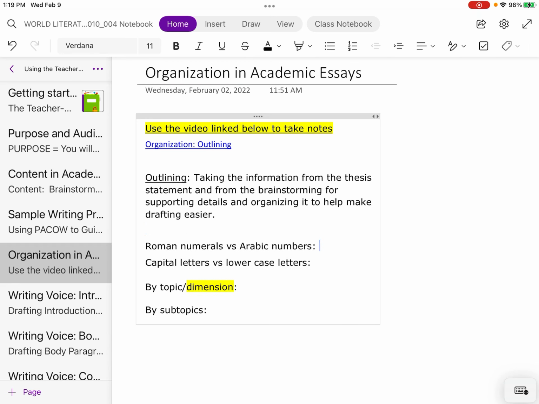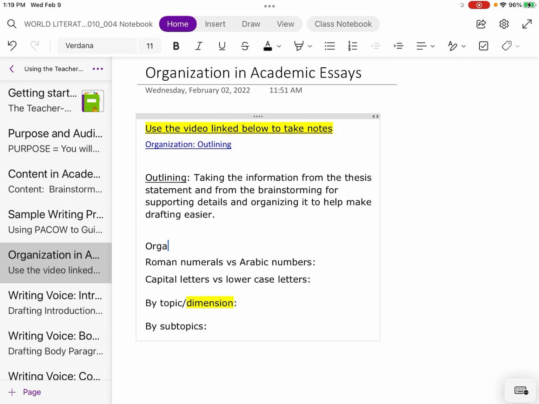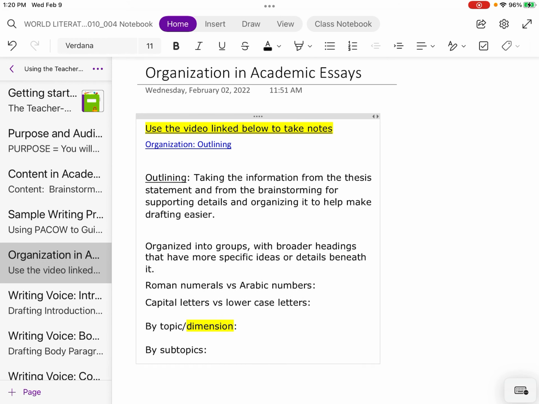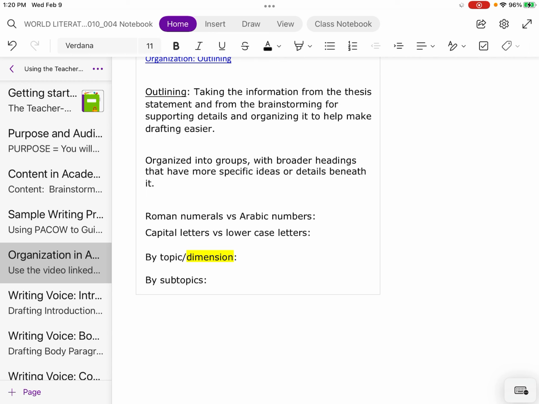Okay, so before I go into specific details about that, I want to go over a couple definitions. So when I outline something, I'm breaking it into sections and subsections. So there's a descending order, if you will, when I talk about outlining. So I go from a larger grouping or idea to a more specific, okay? So I'm going to actually add that right up there. So I'm organized into groups with broader headings that have more specific ideas or details beneath it. Okay? So that is just a general way that we use outlining.